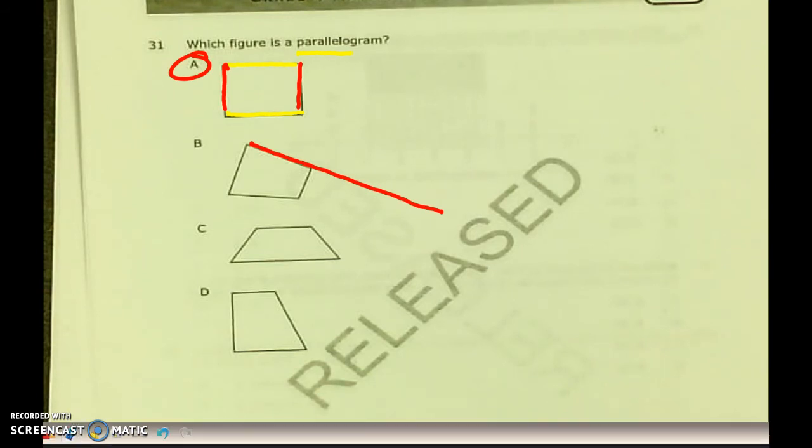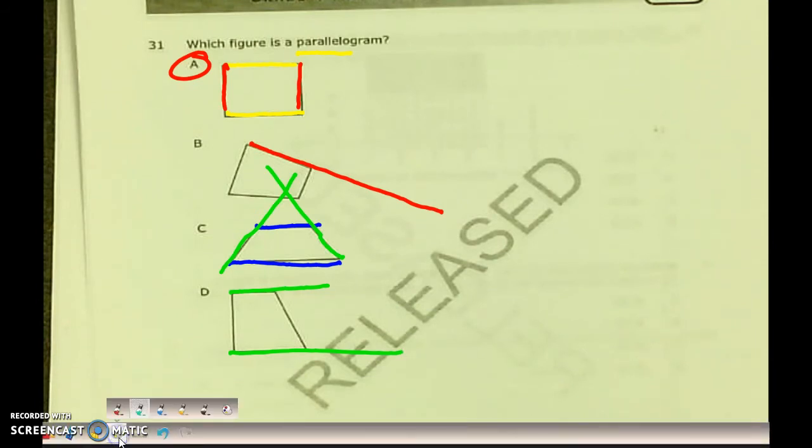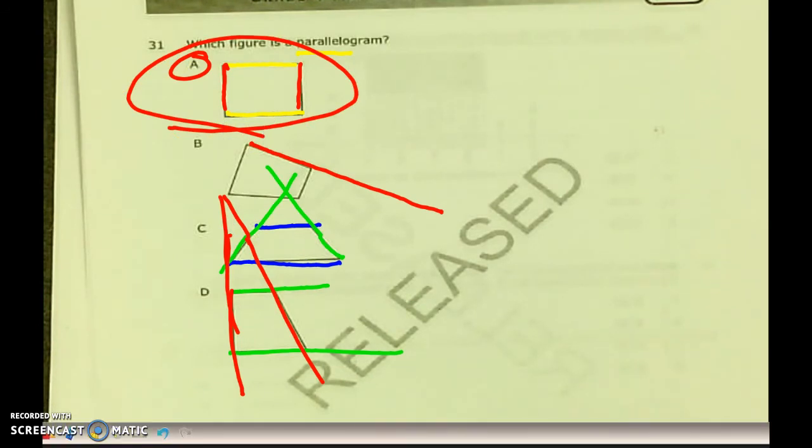We have this line, which is certainly parallel to this line. But this line will eventually cross it there, so that's only one set of parallel sides. This side is parallel, which makes this a trapezoid, by the way, only one set of parallel sides in a four-sided figure. And these two are parallel, but if we looked at this one and this one, they would eventually meet up here. So the only good answer is A there. Okay, let's take a look at the next one.